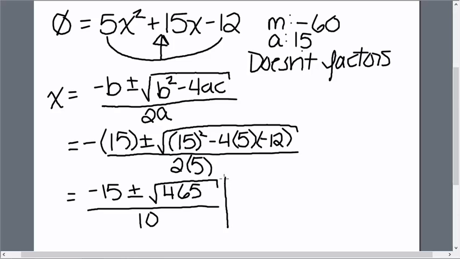Now, my lovely ladies and gentlemen, because that 465 number is not a perfect square, or in other words, if you take the square root of 465, you get a decimal, we're going to leave it like this. These are the solutions.